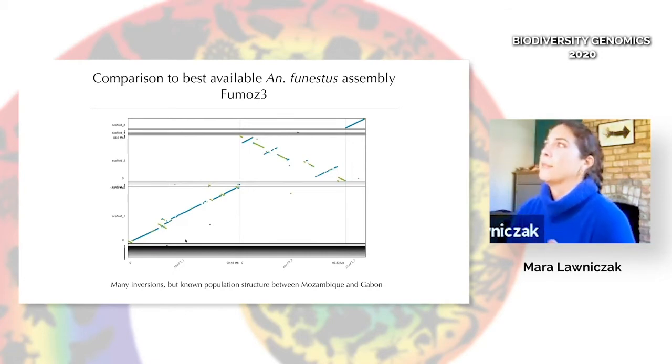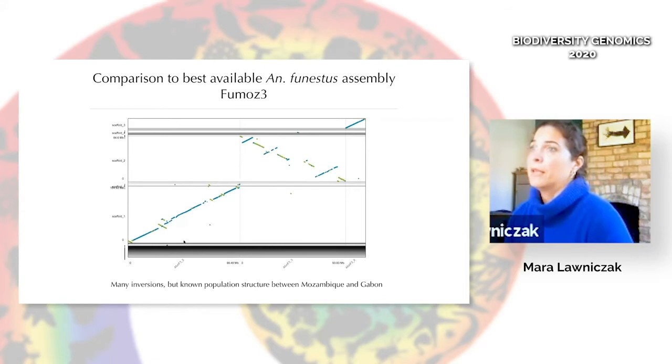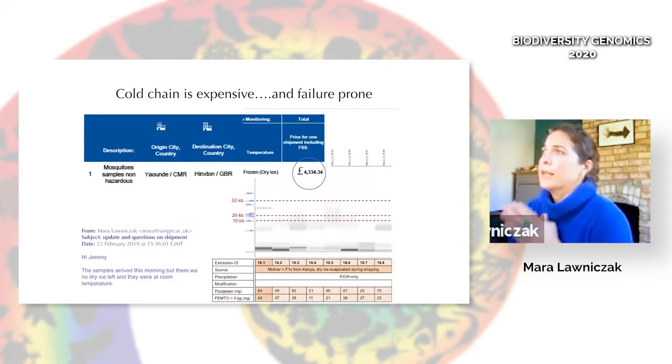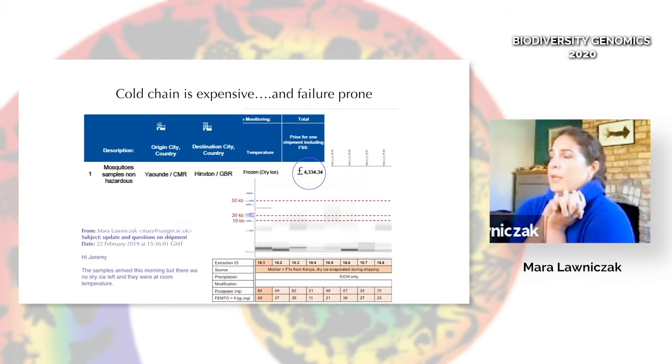So we think that from a single mosquito, we've got a very good Funestus assembly now, and we have multiple Funestus assemblies from multiple different mosquitoes, because we'd like to move into this era of long-read population genomics and pan-genomes. One of the things that has been really problematic for getting these samples to us is how expensive it is. Just to ship 10 mosquitoes from Cameroon to Kingston was more than 4,000 pounds, which we did not want to spend. So we started working out a protocol.